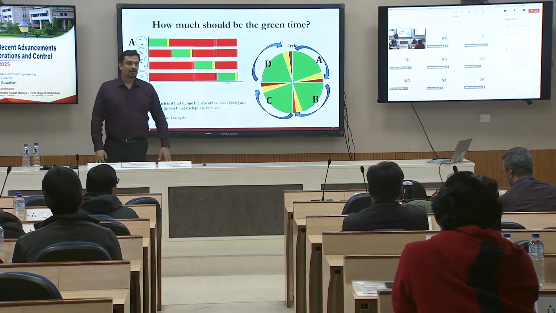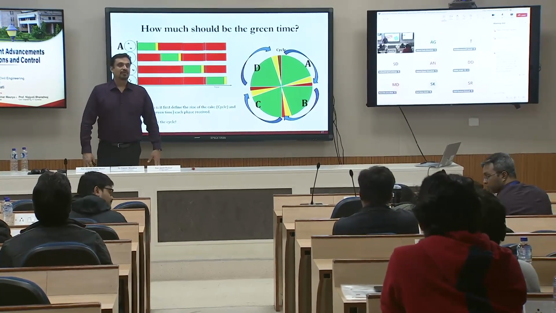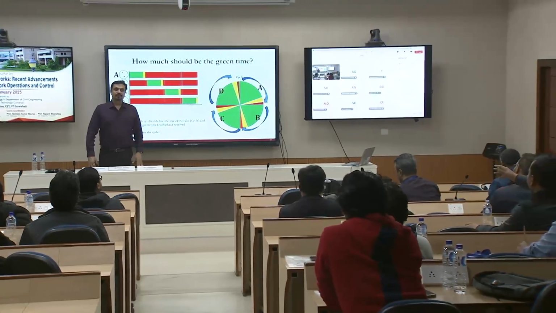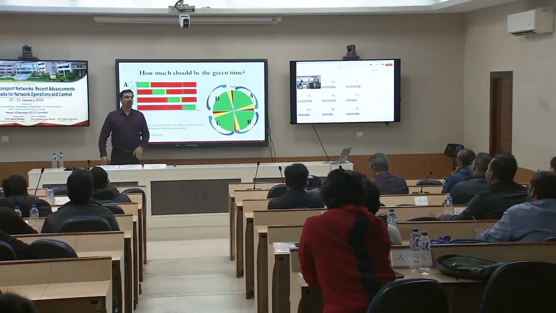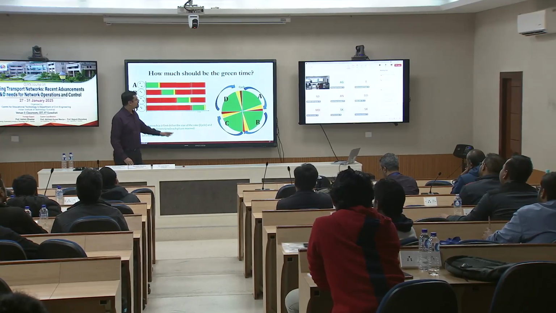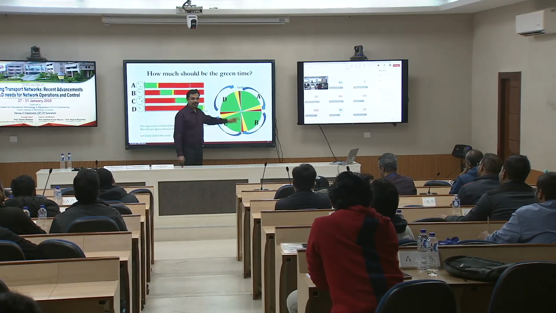For example, if this is the intersection ABCD and the traffic is on the A side and there is no traffic on the B side, should we wait for the complete B side? No, we don't have to wait for that. Right now I'm just talking about a simple theory.